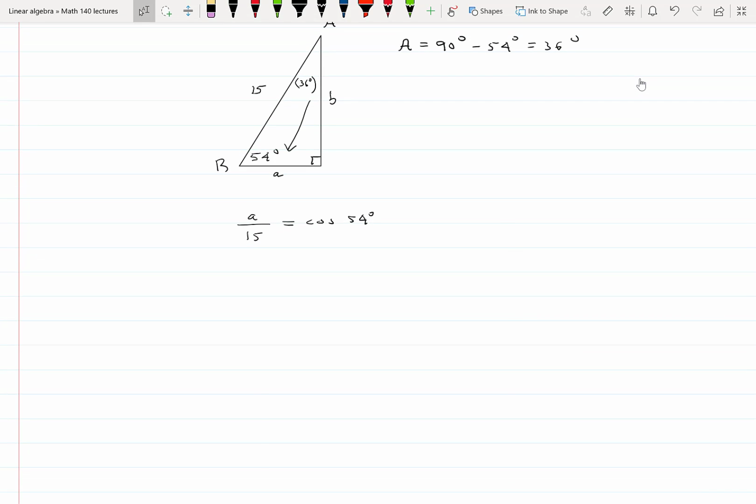So once we have A over 15 equals cosine of 54, we multiply both sides by 15, and we get A equals 15 times the cosine of 54 degrees. Once we do that, all we need to do is put this into our calculator. Be careful that your calculator is in degree mode. Calculator must be in degree mode here.